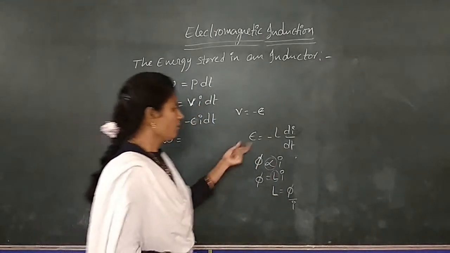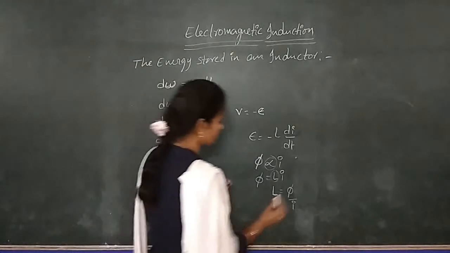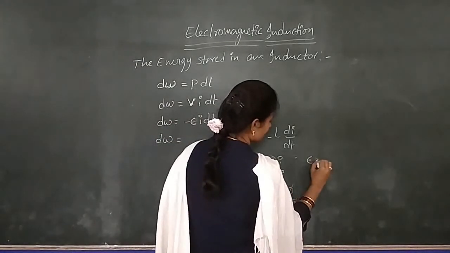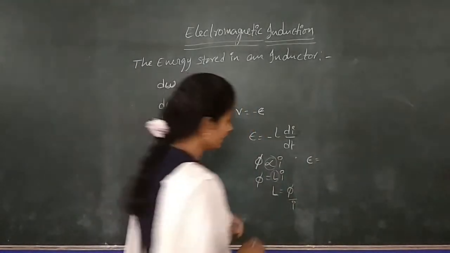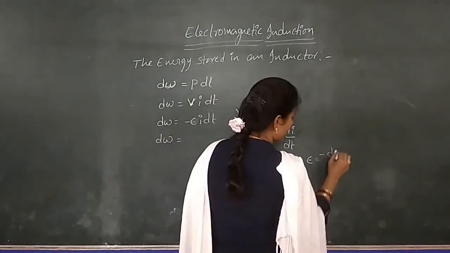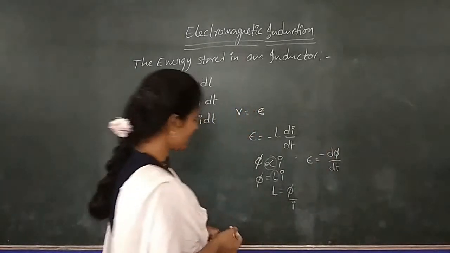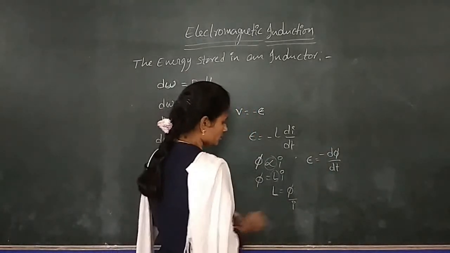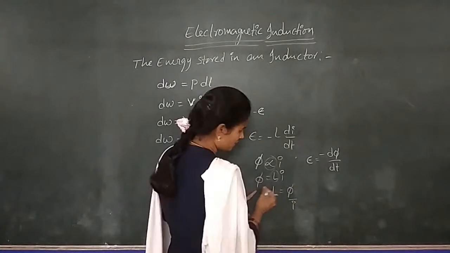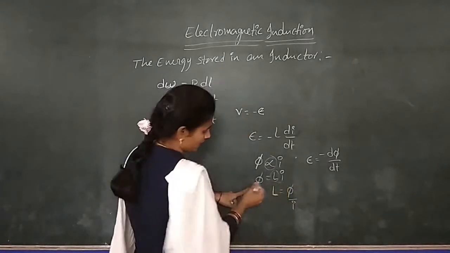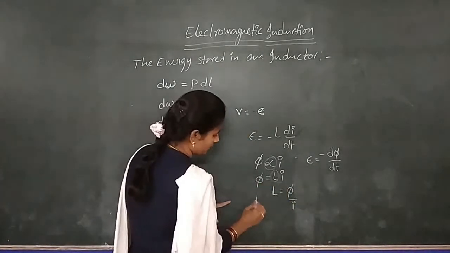So here, what is the induced EMF? Induced EMF E is equal to the negative, according to Faraday's law, negative rate of change of magnetic flux. So here, we have to differentiate with respect to t.